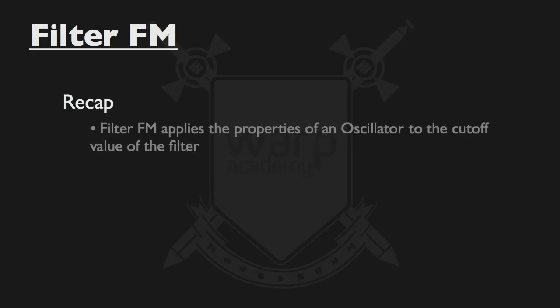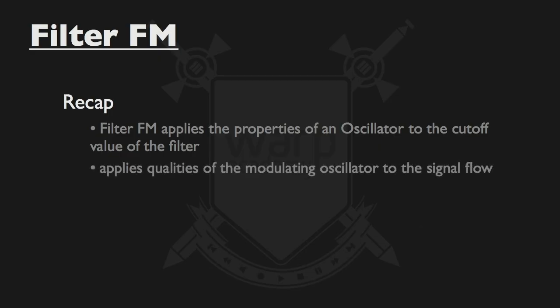Filter FM takes the properties of an oscillator and applies them to the cutoff value of the filter. The overall effect is that the filter imparts some of the qualities of that modulating oscillator onto the passing signal flow. Much like with LFO modulation, the pitch of the incoming signal stays unaffected, and only its timbre is affected, regardless of the pitch of the modulation oscillator, which gives us the ability to create a very wide range of wonky and cool sounds.